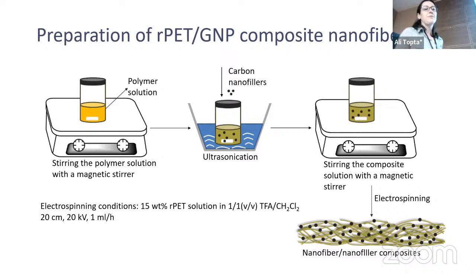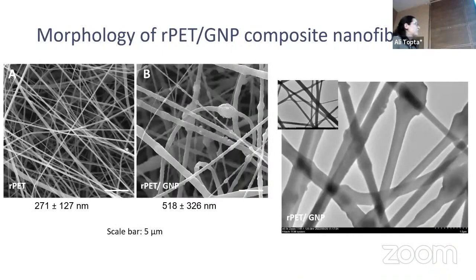dispersion. I made some preliminary experiments to find the optimum conditions for recycled PET electrospinning, and I found the conditions as 15% PET solution in the trifluoroacetic acid and dichloromethane solvent system, using 20 kilovolts as the applied voltage, 1 milliliter per hour as the flow rate, and 20 centimeters as the tip-collector distance. So I use these conditions for both the recycled PET nanofibers and composite nanofibers.